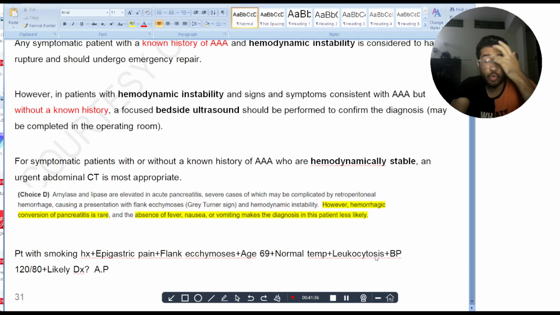Oh, so when it comes to unstable abdominal aortic aneurysm, you will not see leukocytosis. BP is 120/80 and the patient is hemodynamically stable. What is the most likely diagnosis? Most likely diagnosis is acute pancreatitis.